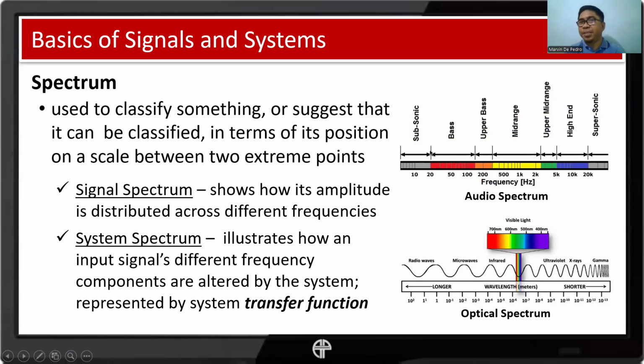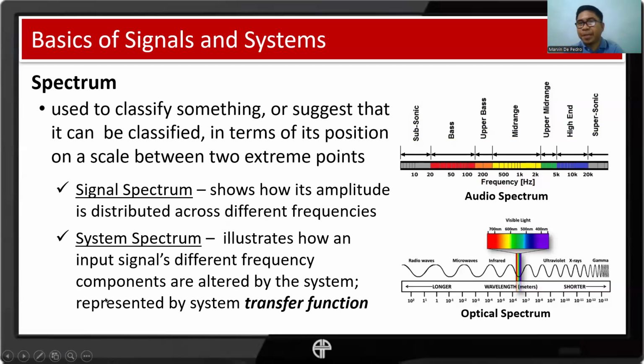Below the bass, we have what we call subsonic. This is the spectrum that has too low a frequency for the human ears to hear or to sense. On the other hand, we have the supersonic spectrum, which has frequencies that are too high for the human ear to perceive.